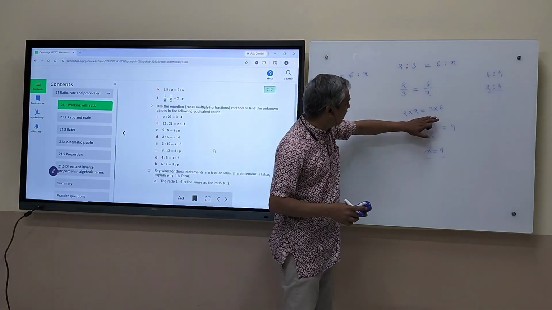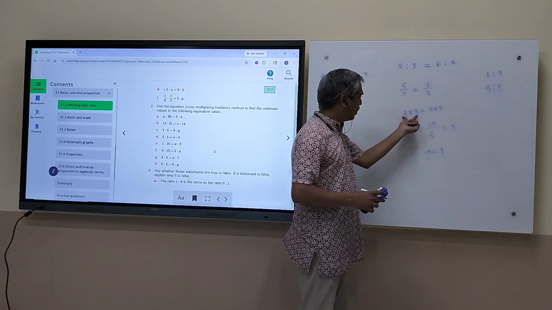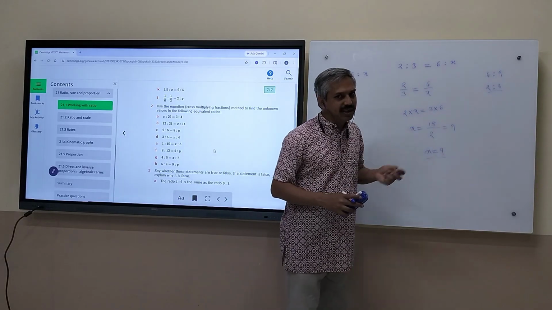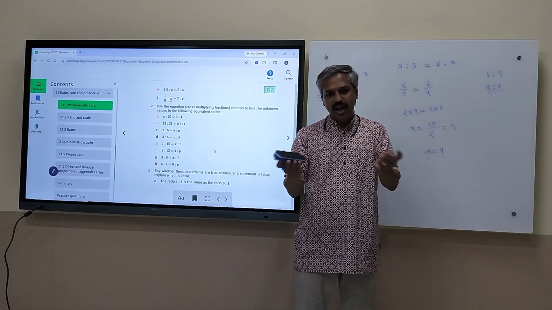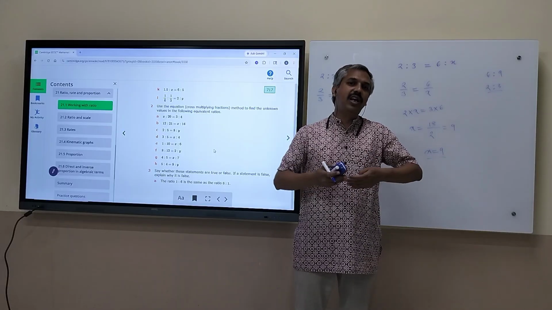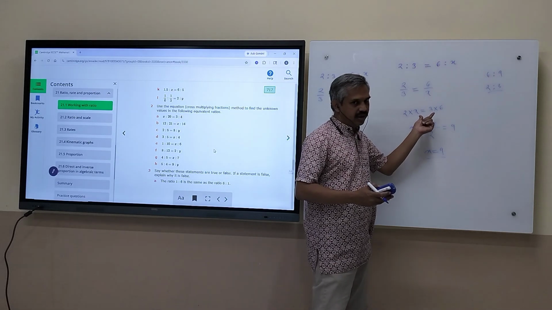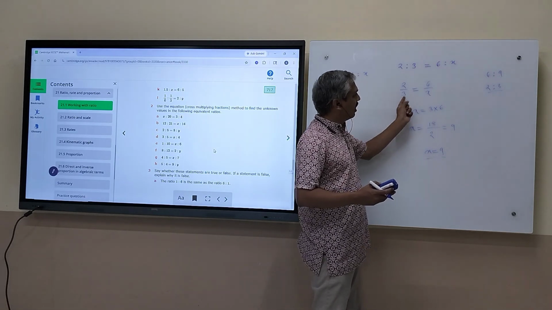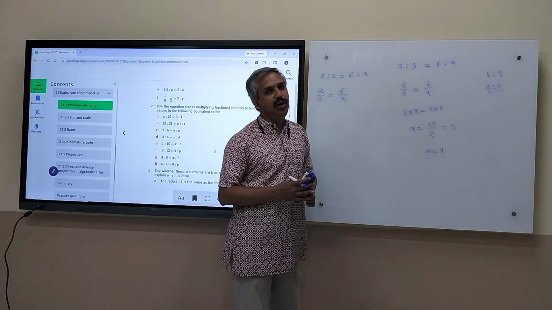I converted it into an equation form by cross multiplying. We get an equation. What is an equation? It will have a left hand side, a right hand side, and an equal to sign in between. So the two things are given to be equal. That is what we call an equation. Now we are forming an equation by cross multiplication. But here we can avoid forming an equation.